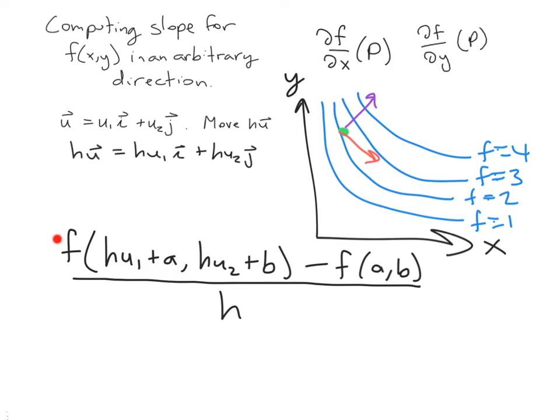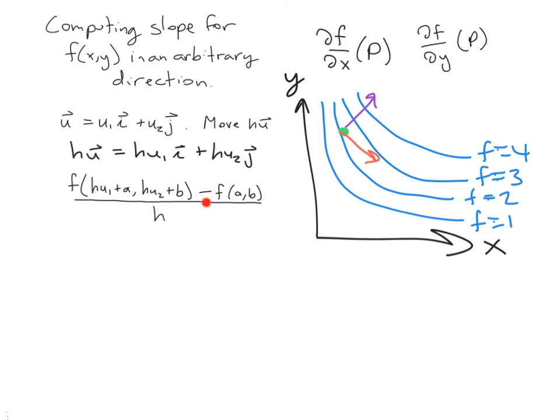When we move that distance, we go from a function value of f of a, b, the value of the function at our original point, to a function value of f evaluated at a plus hu1, comma b plus hu2. So we're taking the function value at the new point and subtracting from it the function value at the old point to learn how the value of the function has changed. And then to get the slope, we divide by the distance that we moved, and we moved out a distance h in this vector direction.